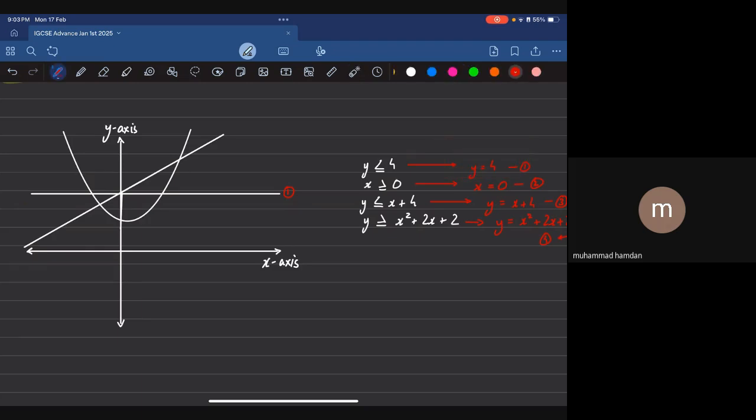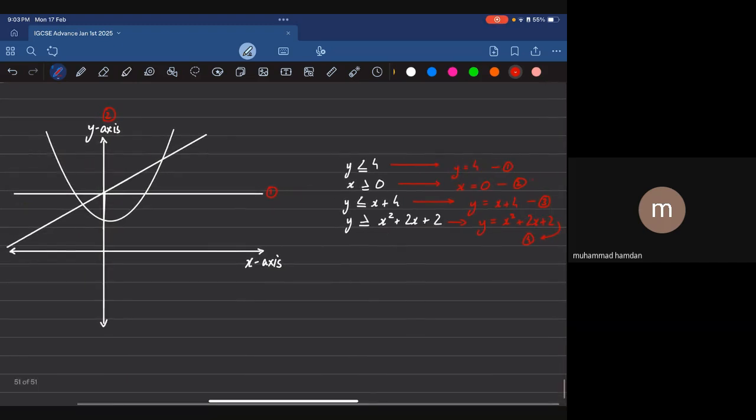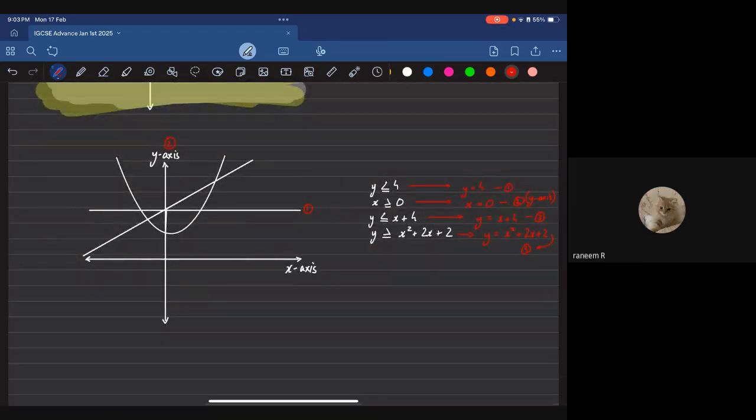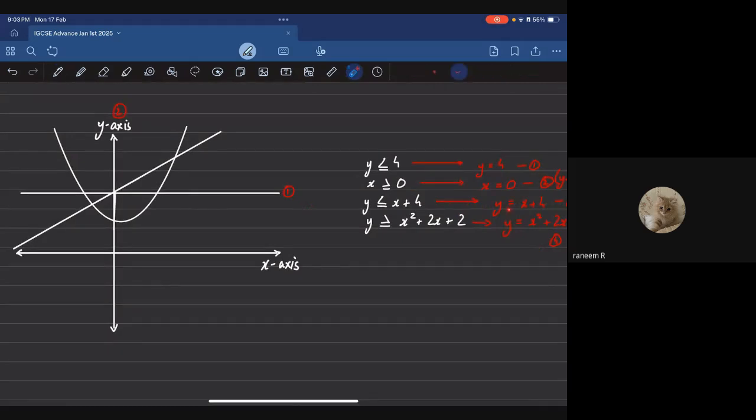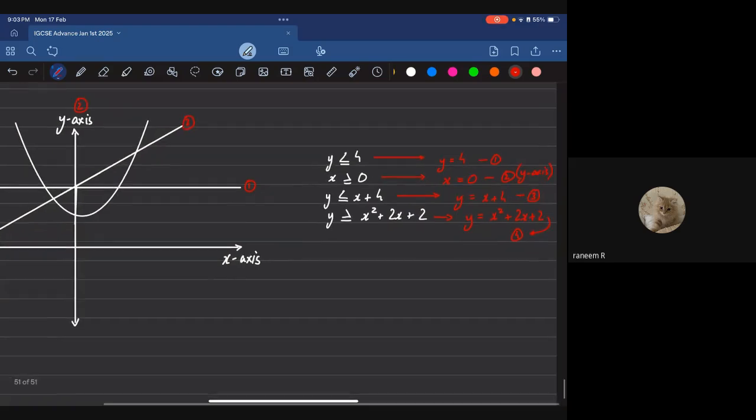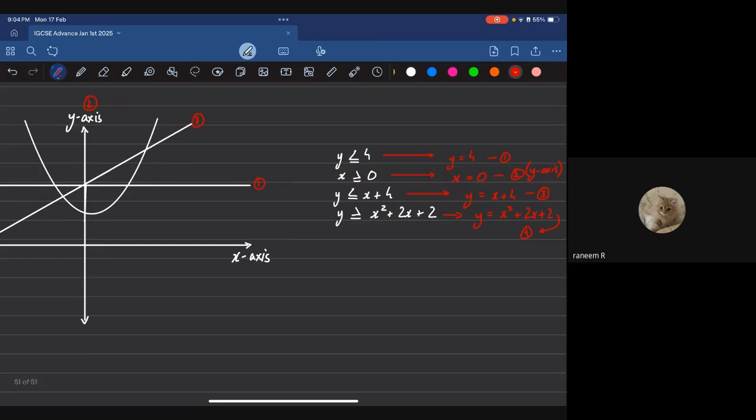Okay. Line 2 suggests x is equal to 0. Where is x is equal to 0? On the y-axis. So technically the y-axis is the second line. This is your y-axis. X is equal to 0. Is this clear, Zoya, Rani? Yes, sir. All right. The third equation is a straight line, but it has some sort of gradient, y is equal to x plus 4, so obviously it's going to be the only straight line over here, this guy. And then I'm left with only one curve, and that's my quadratic equation.